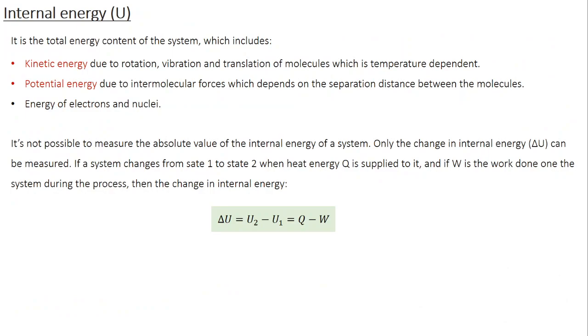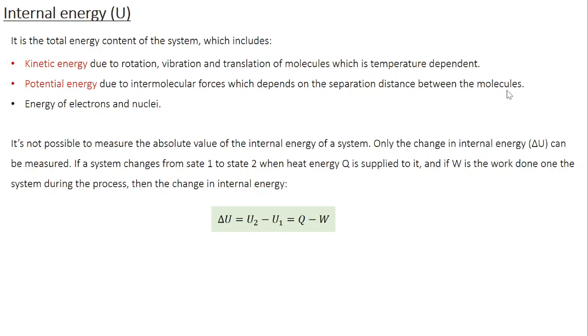Finally, coming to internal energy, which is the total energy content of the system, it has three important components. One is kinetic energy, which arises due to rotation, vibration, and translation of molecules. Kinetic energy is temperature dependent. Usually, when you increase the temperature, the velocity of movement is going to increase, and consequently, the kinetic energy is also going to increase. Next component is the potential energy, which arises due to intermolecular forces that depend on the separation distance between the molecules.